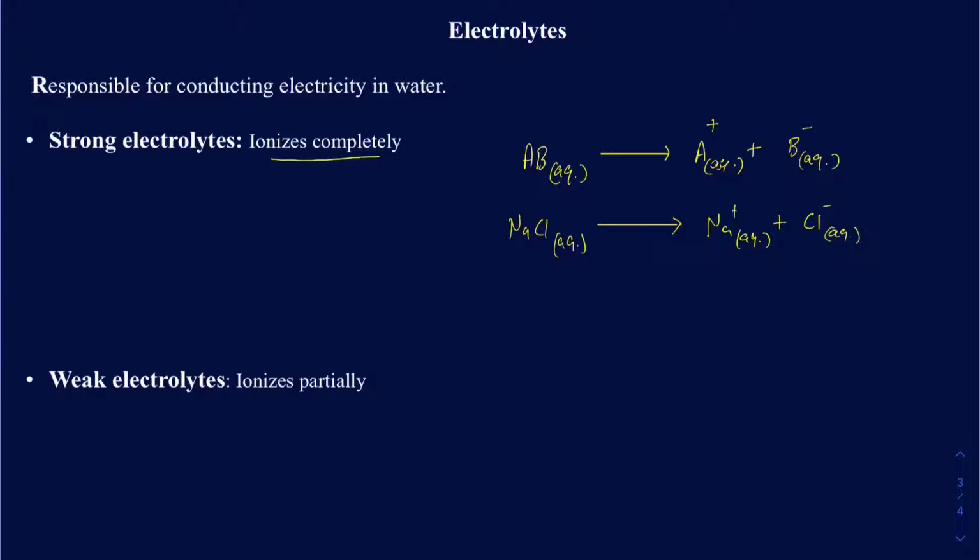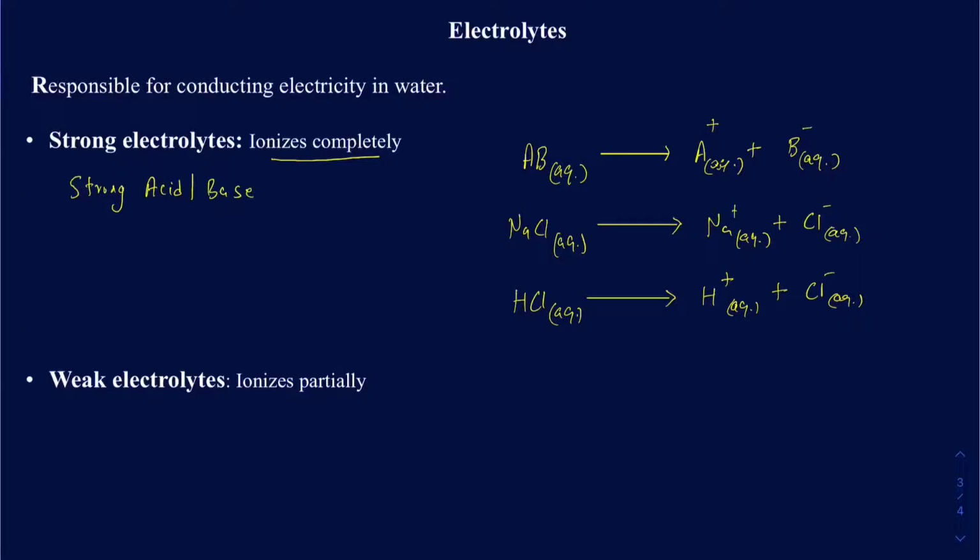Another example I can talk about is HCl, which is a strong acid. So HCl, when added in the water, breaks into H plus aqueous and Cl minus aqueous. So if I want to overall give examples of strong electrolytes, any strong acid you see and any strong base you see, they're going to be the strong electrolytes.